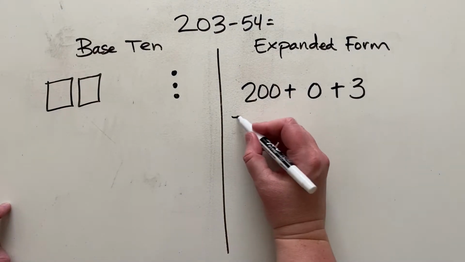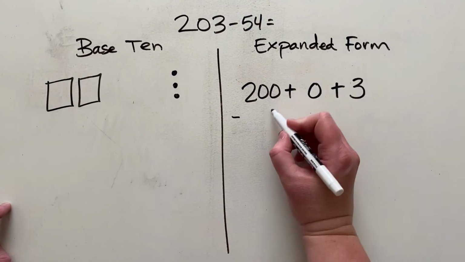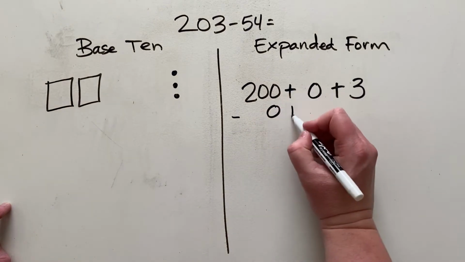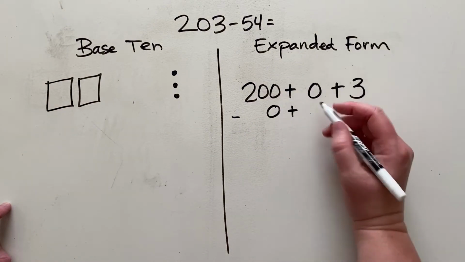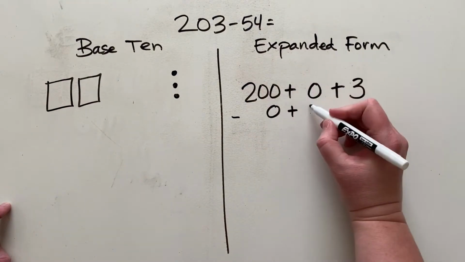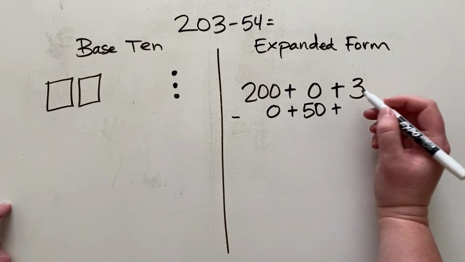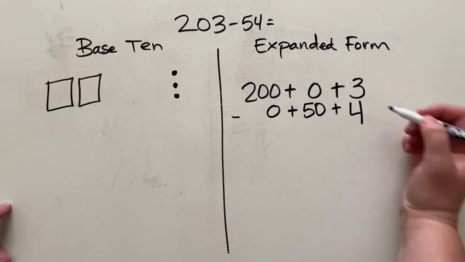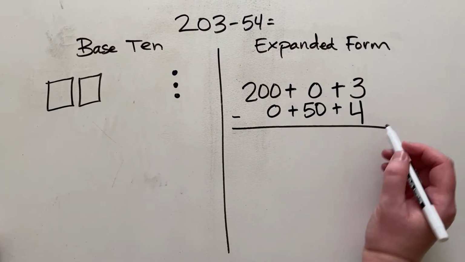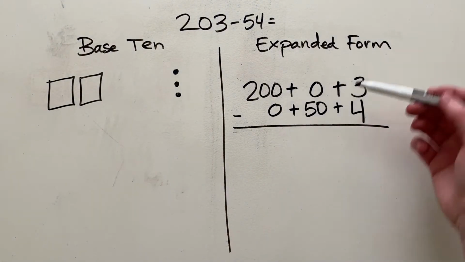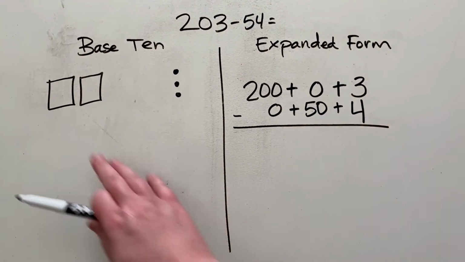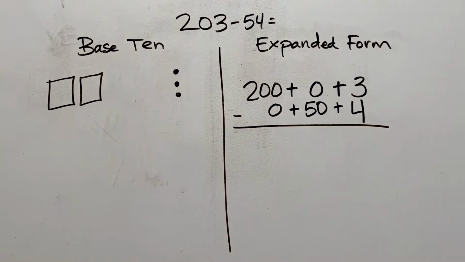And we are subtracting 54. So nothing in the hundreds place. In the tens place, we have 5, which is 50. And then in the ones place, 4. Okay, there's our problem. 203 minus 54. So there's 203, and then we're going to subtract 54.